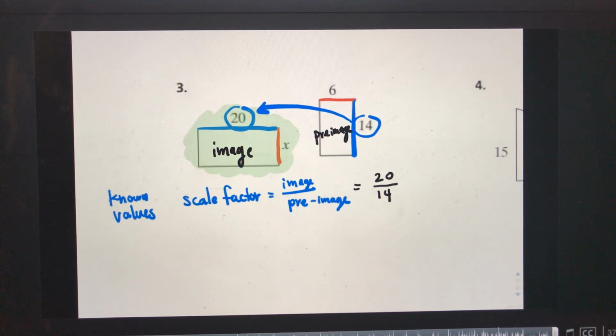Now, I don't want to use that number. That's a little bit weird. I'm going to reduce this, and I'll get 10 over 7. That is my scale factor. Okay? Now, it's not necessarily asking for scale factor, but I need that as my tool. Okay? I need that as my tool to figure it out.